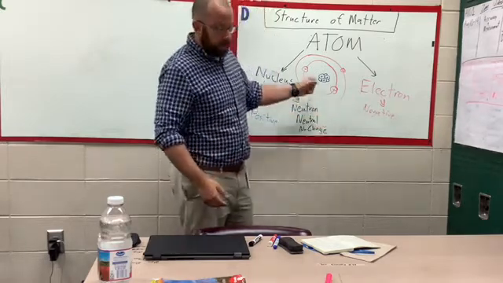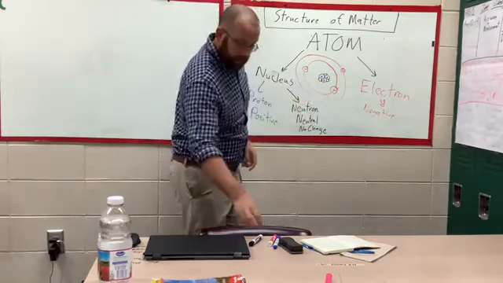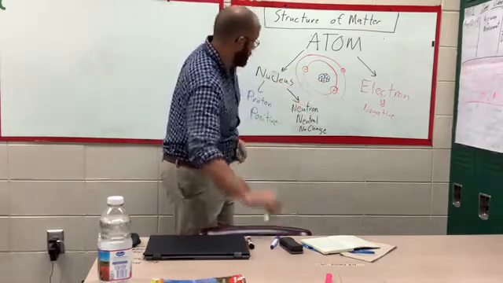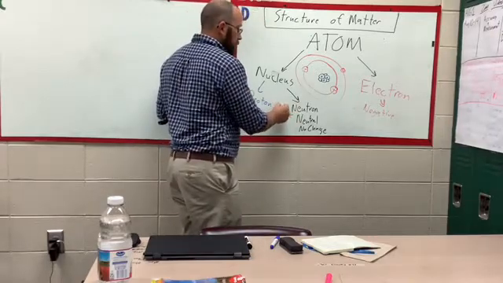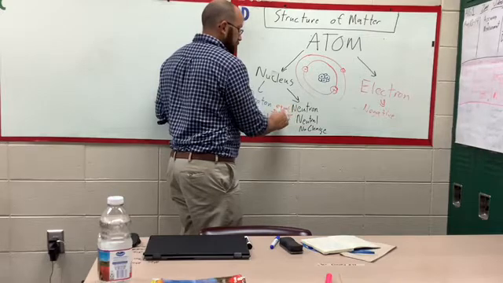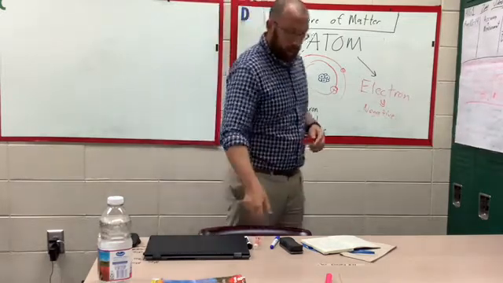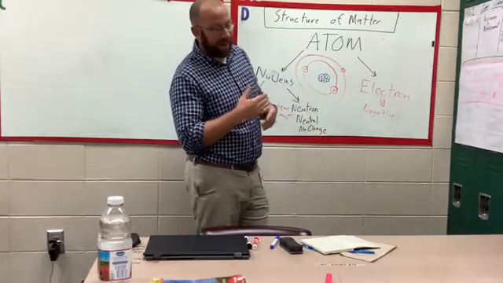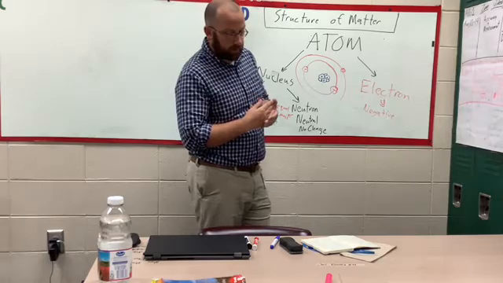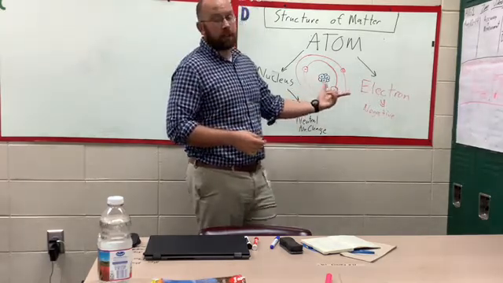So what you need to know is the proton and the neutron, these two right here, they have equal mass. And there's the same number of protons and electrons in an atom. So if there's 3 protons, there's going to be 3 electrons.